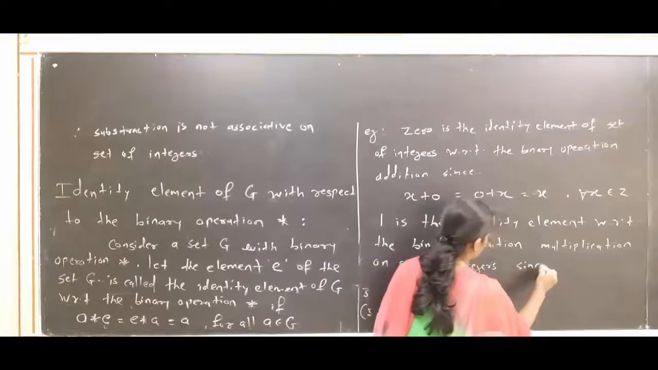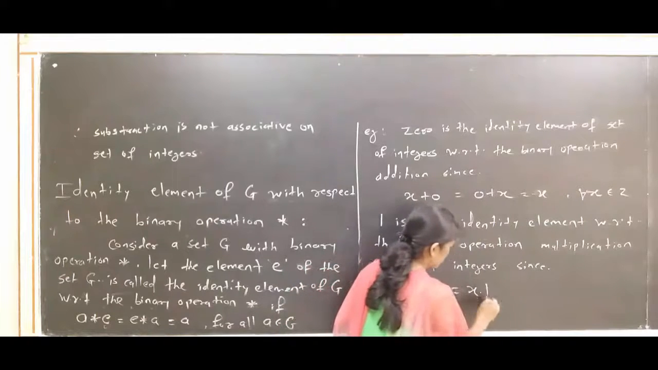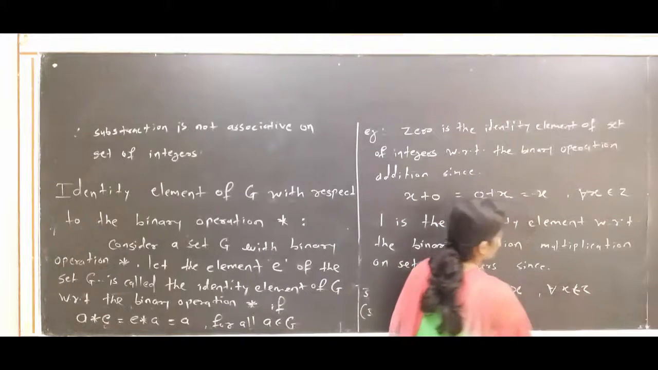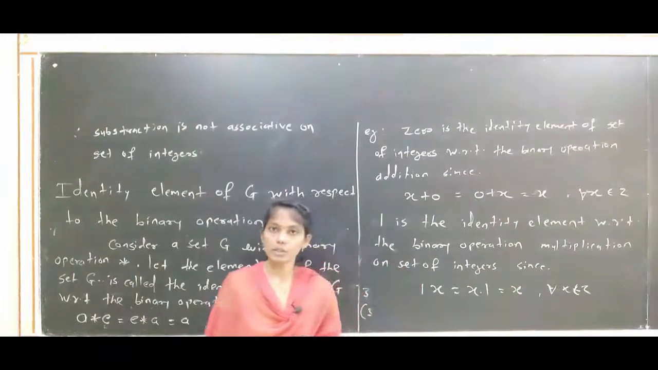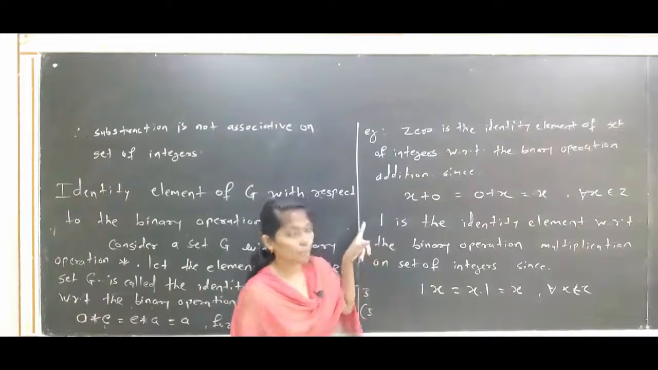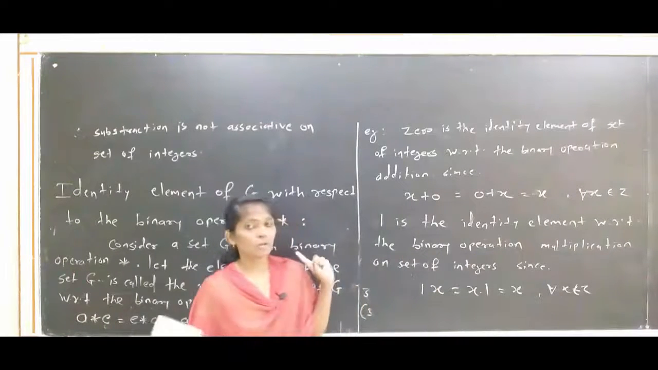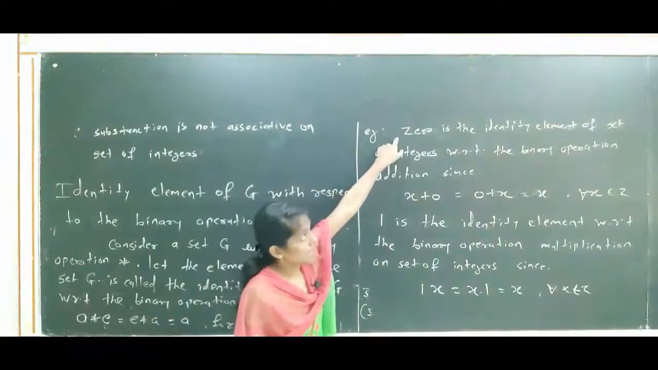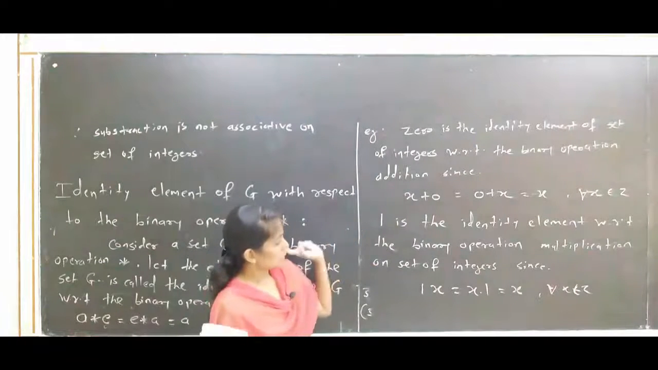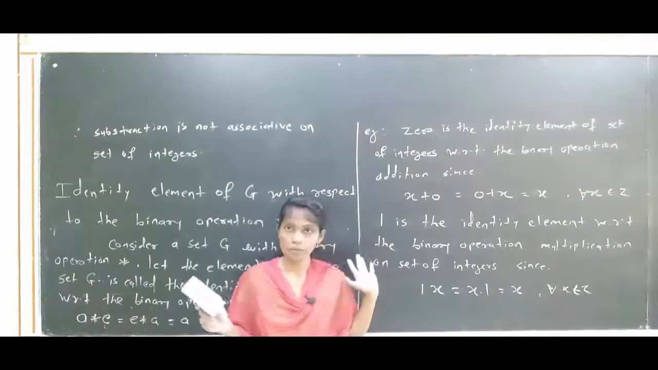Since 1 into x is equals to x into 1 is equals to x for all x belongs to the set of integers. So 1 into any integer is equals to that integer itself. Hence 1 is the identity element with respect to the binary operation multiplication on set of integers. So remember this thing, 0 is the identity element with respect to addition on set of integers and 1 is the identity element with respect to multiplication on set of integers.